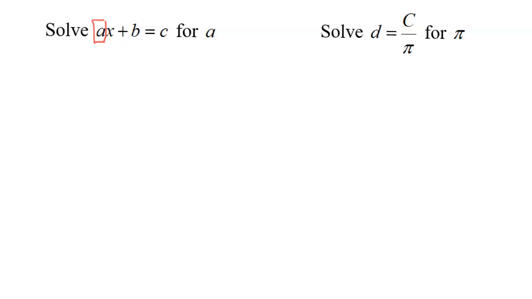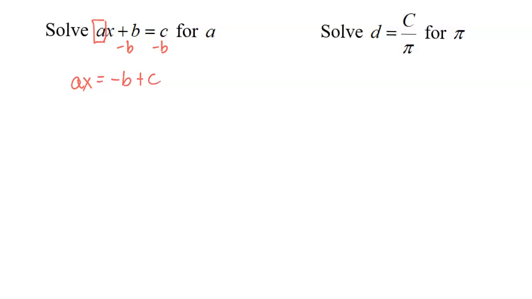By that, what I mean is that I notice here I have a plus b. Therefore, to move that to the other side, it needs to be subtracted, since subtraction is the inverse operation of addition. So I'm going to subtract b on both sides of this equation, and that's going to give me ax is equal to negative b plus c.